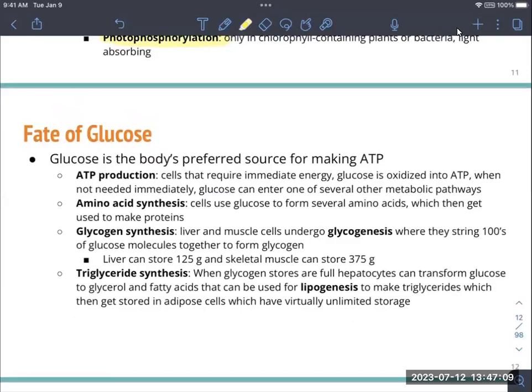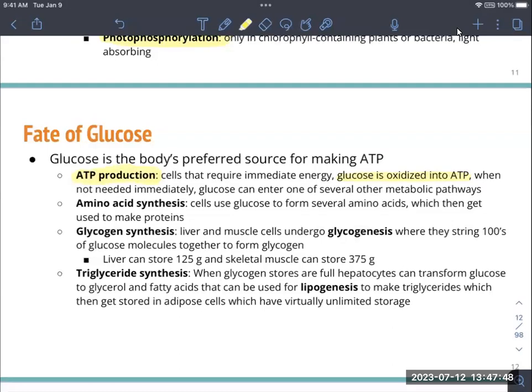Our body utilizes this glucose for making ATP. It's our body's preferred way. We have all the different systems and steps in place to take glucose and generate lots of ATP. So ATP production, this helps the cells that are making that ATP because we can take glucose and oxidize it into ATP. We can even do that when ATP is not needed yet.